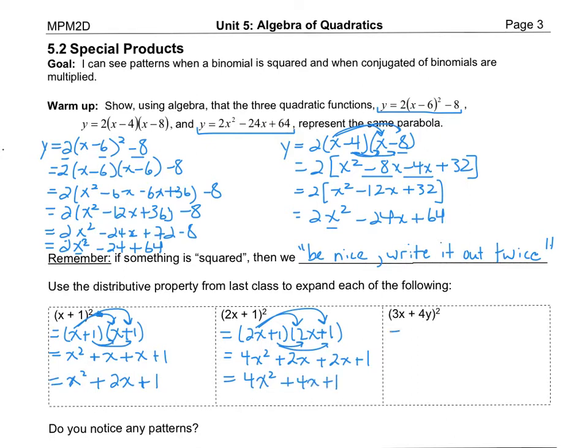And the last one, again, be nice, write that out twice. It's not just as simple as just squaring the first thing and squaring the last thing. That's not what's happening here. You can see there's more than 2 terms in our answers.